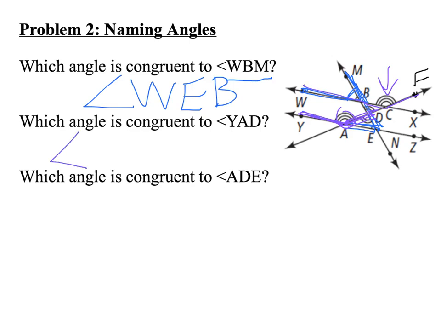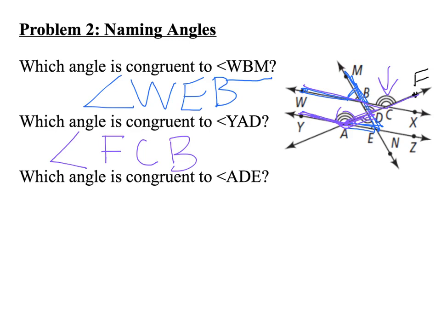So I could say angle FCB, or else I could have said FCW. You also can write it the opposite way. So I could have said BCF. Again, just making sure that when you're saying those 3 letters, it traces out the angle you are talking about.